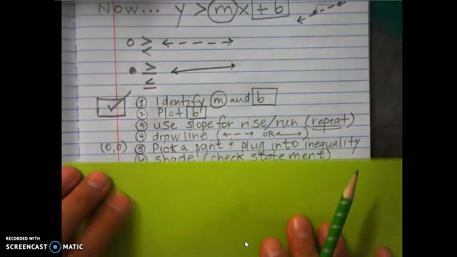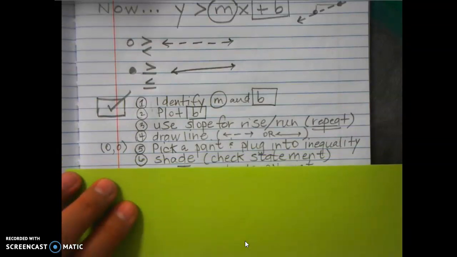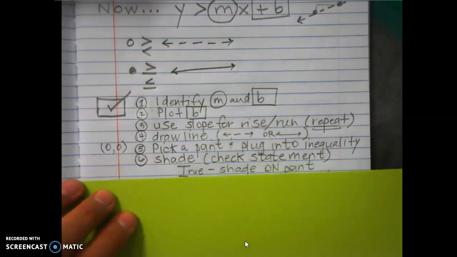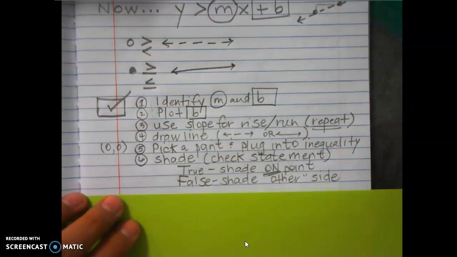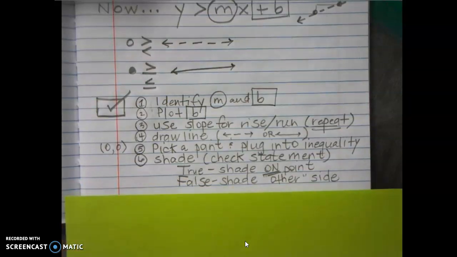Once we plug it in and simplify, we're going to shade by checking our statement. So if we're left with a true statement, we're going to shade on top of 0, 0, or whatever point we pick. We shade on top of that point. If it's a false statement, we're going to shade on the other side. So you do not shade on top of the point that you picked.